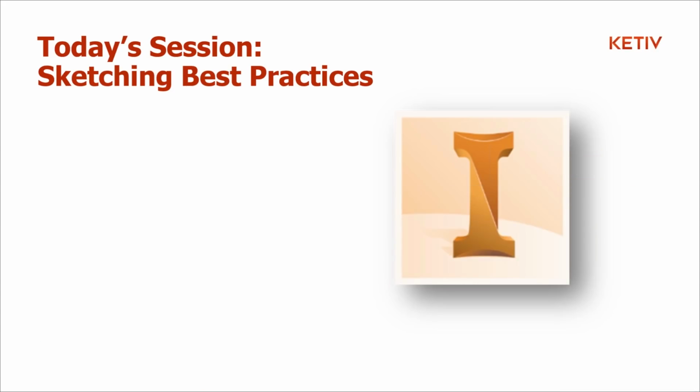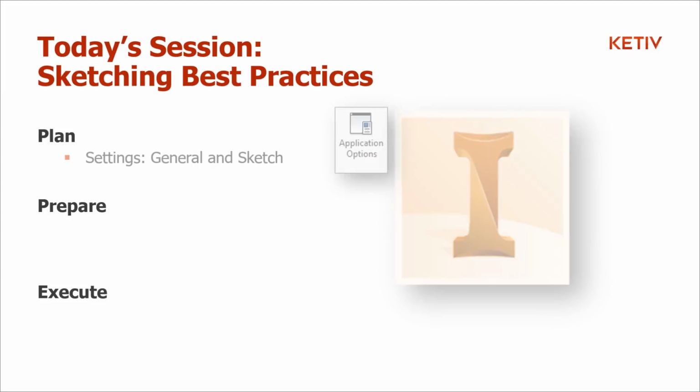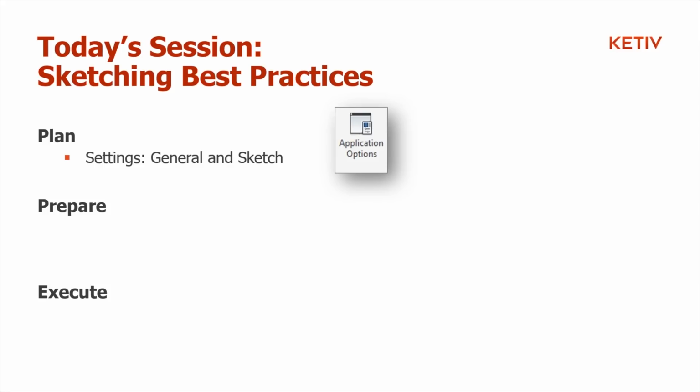Let's get going. So in looking at this, I took a three-pronged approach, and I categorized what I'm going to talk about into plan, prepare, and execute stages. First, long-term planning for how we're going to use Inventor, we want to take a look at our settings. There are some general settings that I think will help in all different types of environments, not just sketching. And then there are some more specific to sketching.